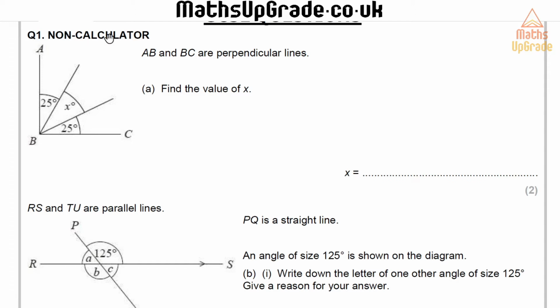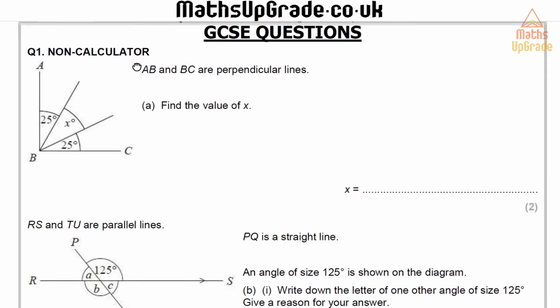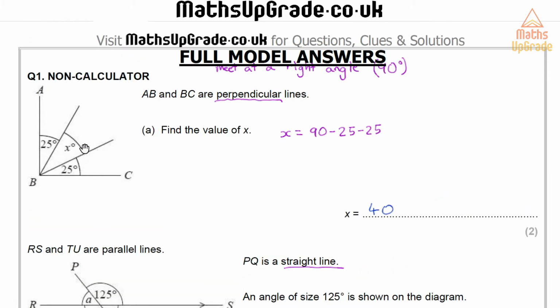Find the value of x. Well, straight away what you should do here is underline the word perpendicular. Okay, and you know that means at 90 degrees. And so to find the value of x, you know that because these are perpendicular, the sum of all of these angles is 90 degrees. So there's a right angle there. So you can quite simply find the value of x by saying that all three angles sum to 90 degrees. So therefore x is 90 minus those two angles. 90 minus 25 minus 25. That will give you 40 for 2 marks.